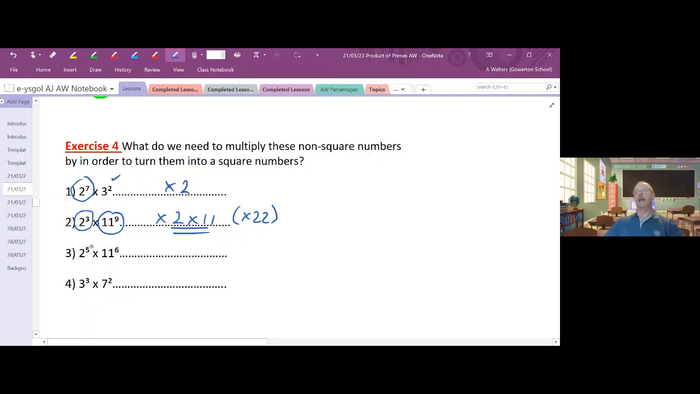I'm happy with 11 to the power 6 because that power 6 is an even index value, but I need to multiply 2 to the 5 by 2 to give me 2 to the power 6. I'm happy with the next question with the 7 squared part, but what do I multiply 3 cubed by to give me 3 to the power 4? And it's just simply 3. Okay, so that's those questions.